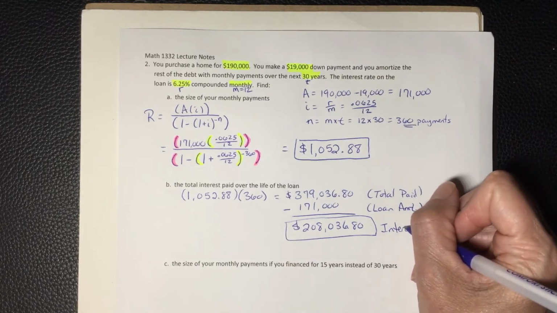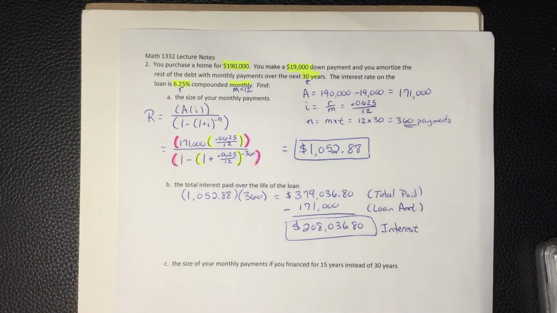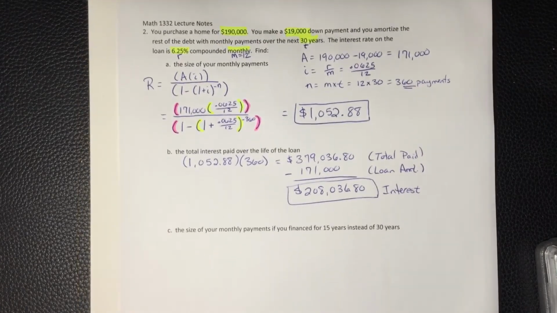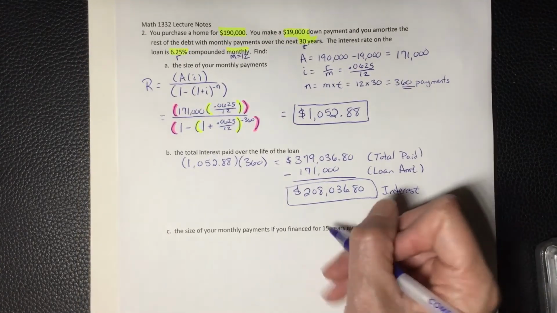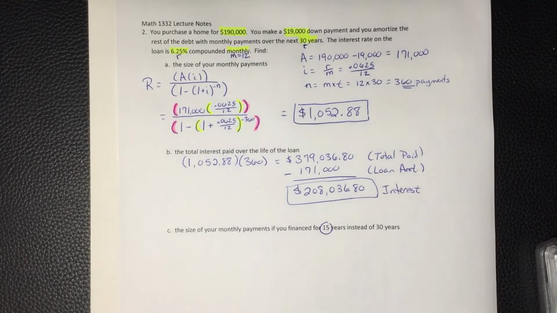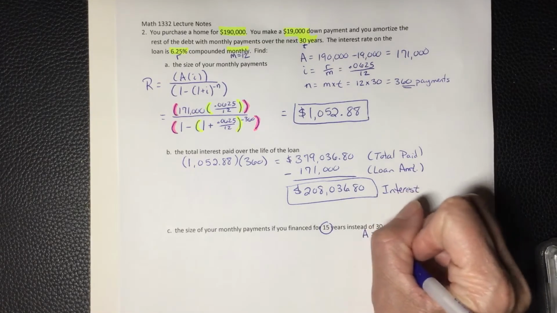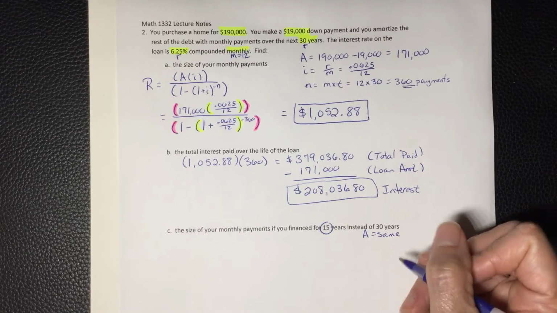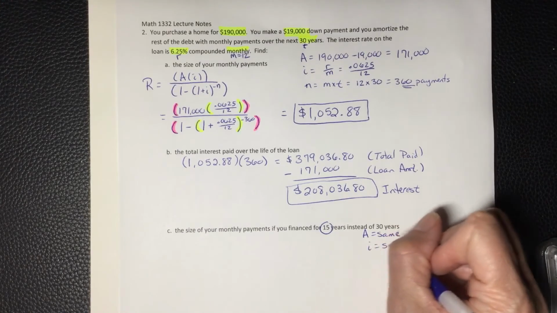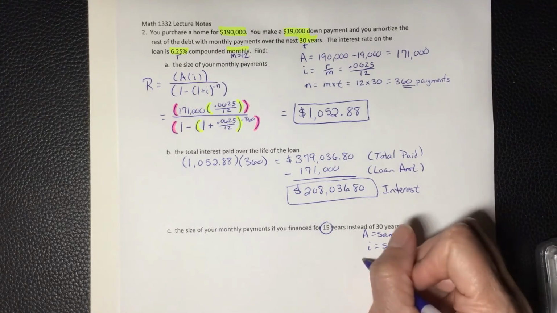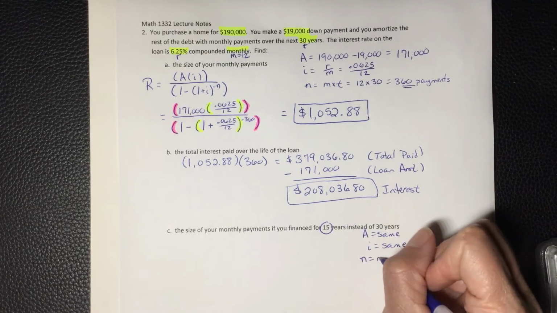All right, so let's say you look at that and you say, I don't want to pay $208,000 in interest. What if you could finance for 15 years instead of 30? All right, so we're assuming same interest rate, same amount of money, all of that. So A is going to be the same. I is going to be the same. The only thing that's going to change is N.